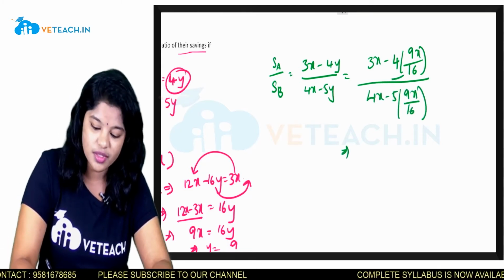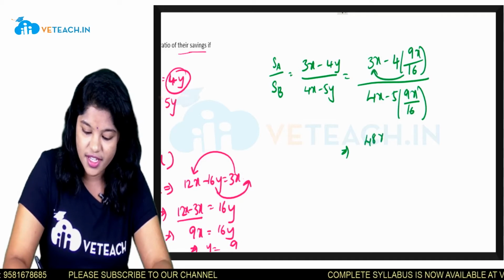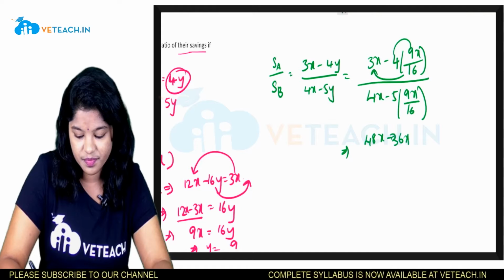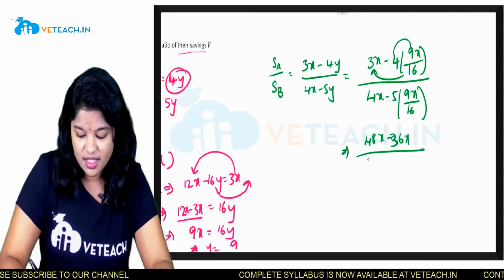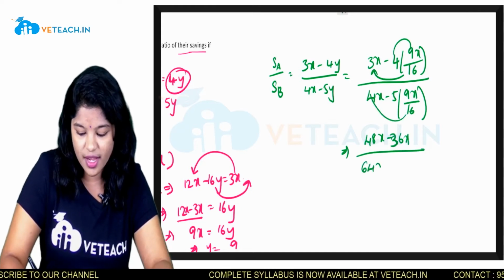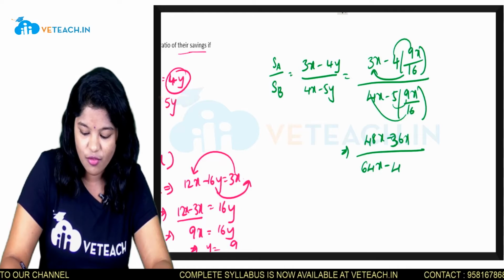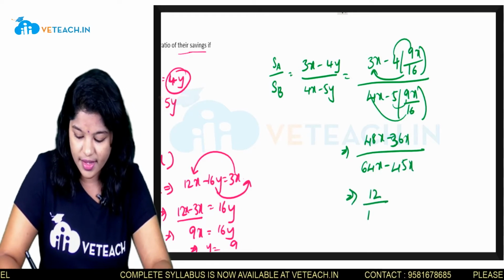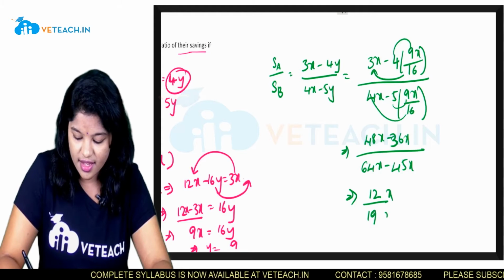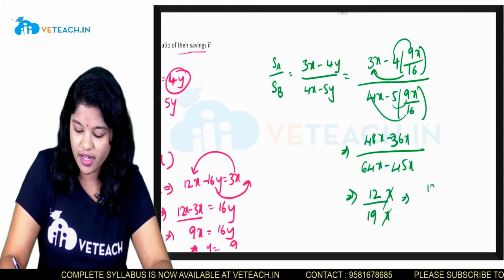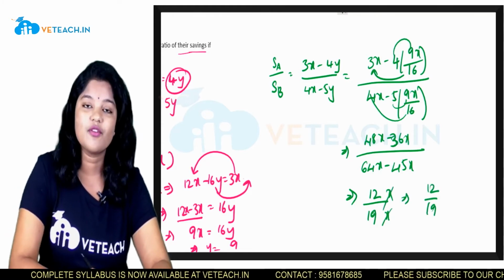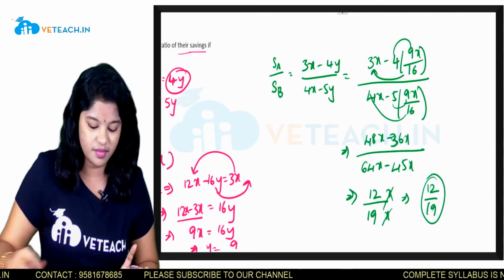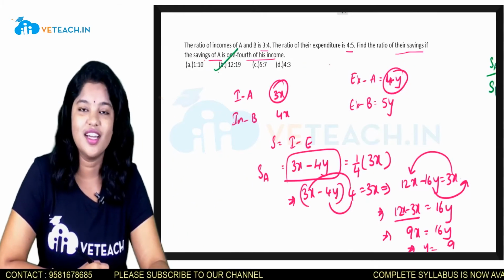That is equals to, take 16 as LCM, 48x minus 9 4s are 36x divided by 16 fourths, 64x minus 9 5s are 45x. So that is equals to 12 by 19. X will get cancelled, so we will get 12 by 19. So savings of A is to savings of B is nothing but equals to 12 is to 19. So here option B is our correct answer.